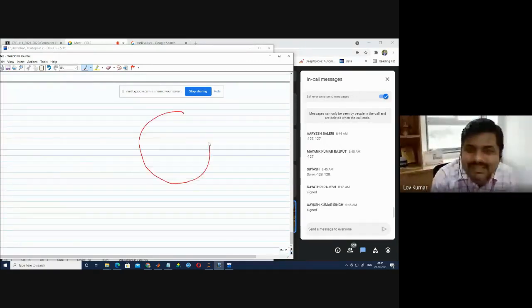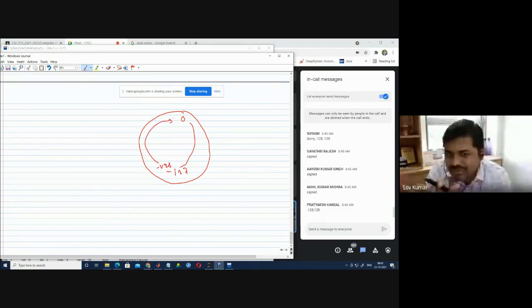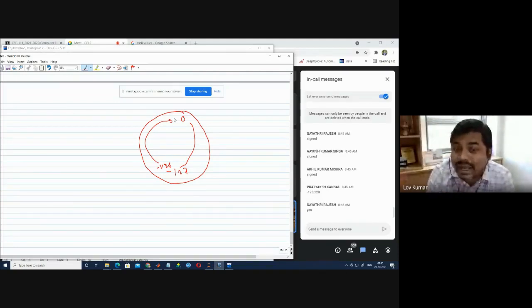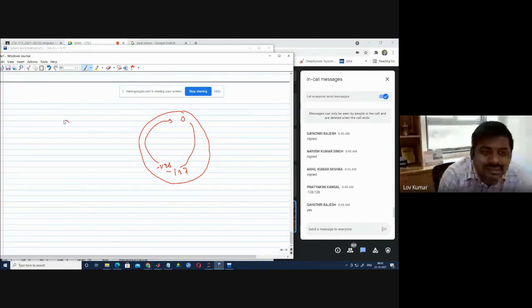Now we make these types of cycle, and we will start from 0. We make here 127, and then after 127 we will make minus 128, and then we will come back here. Can we make this type of cycle? Only for signed. If you are going for unsigned, there is no problem.